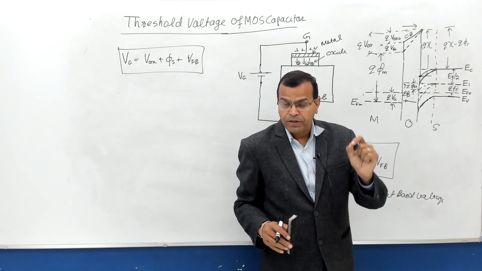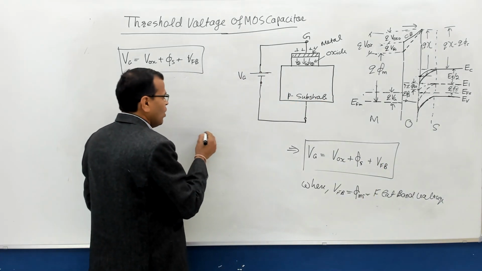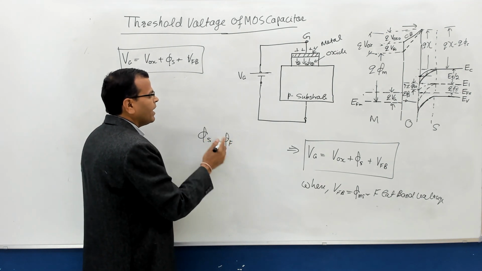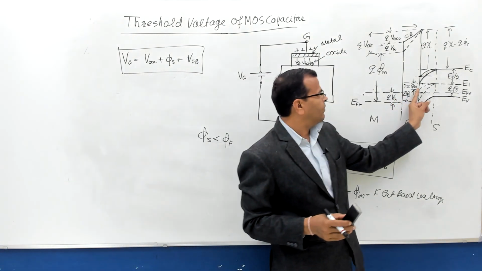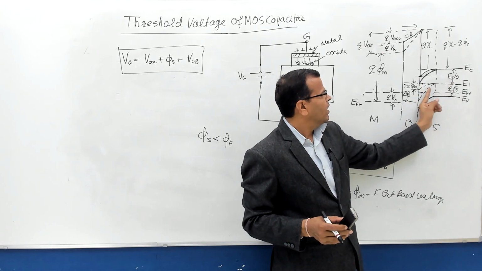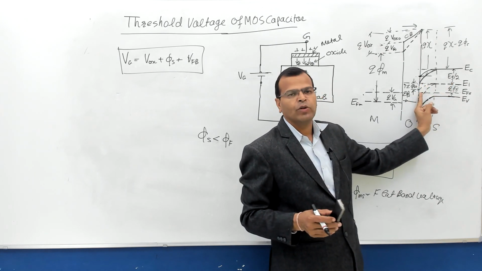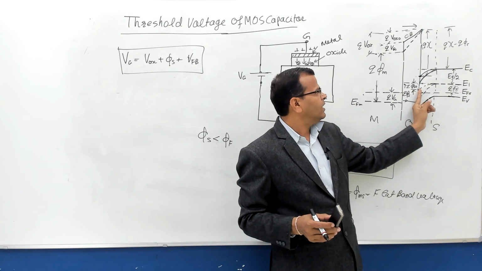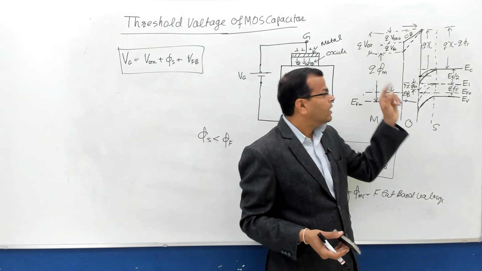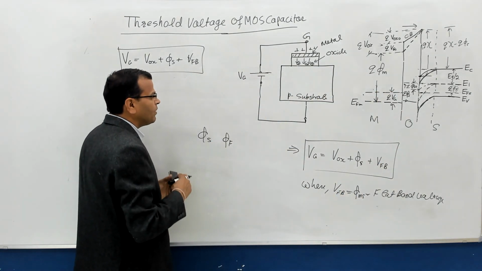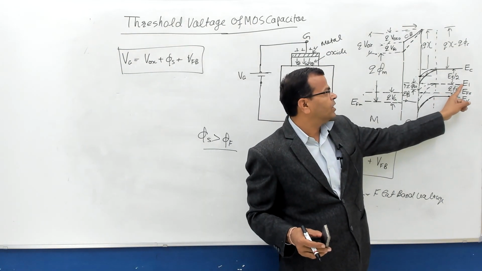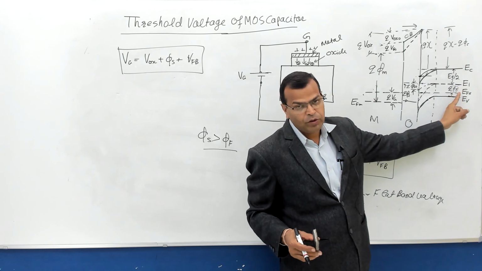I repeat, there is a limiting case when phi s is equal to phi f, or you can say when phi s is less than phi f. Phi s is what? Surface potential. When the surface potential from here to here is less than phi f, this intrinsic level is above the actual Fermi level. So when the intrinsic level is above the actual Fermi level, the material will behave like p-type material. But there is a condition. When this surface potential phi s becomes more than phi f, what is phi f? Phi f is nothing but the potential difference between the intrinsic level and the actual Fermi level.